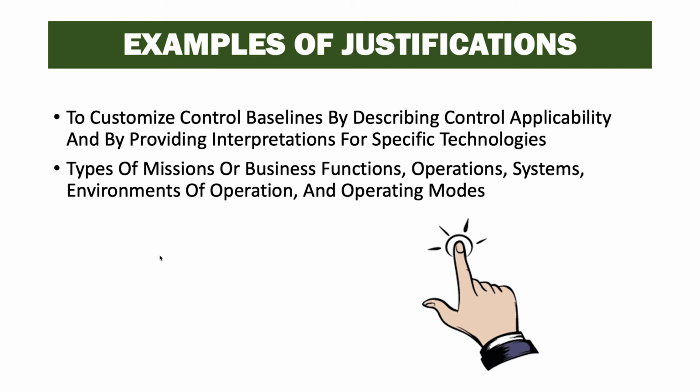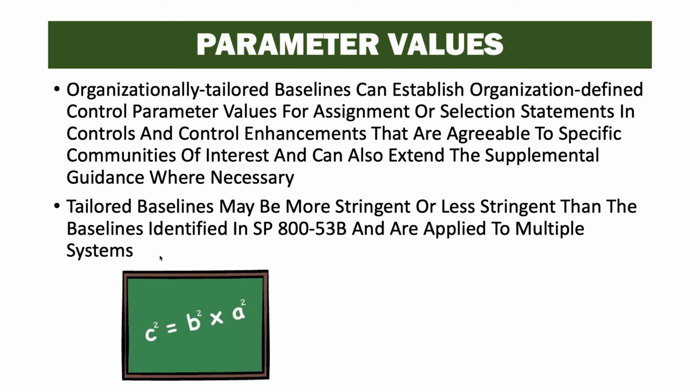Or maybe we're building a baseline for a wireless system that needs specific controls put in place. So again, we can add and remove controls based on the needs of the system and the protection levels required by the risk management process. We can also tailor in parameter values. When we start talking about controls later, we'll really get deeper into these parameter values. Organizationally tailored baselines can establish organizationally defined control parameter values for assignment or selection statements in controls and control enhancements that are agreeable to specific communities of interest, and can also extend to the supplemental guidance when necessary.